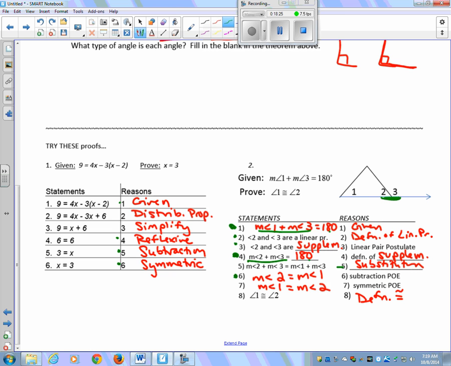Now we subtract the measure of angle 3 from both sides and we get angle 2 equals angle 1. Switch the order by symmetric, and then angle 1 is congruent to angle 2 by the definition of congruence. Okay, thank you.